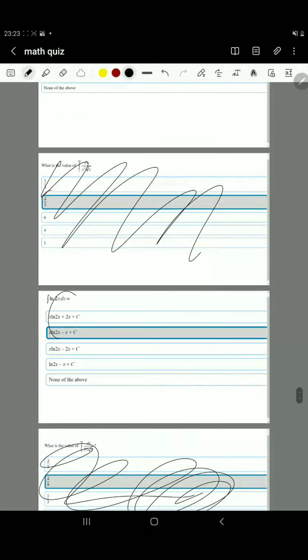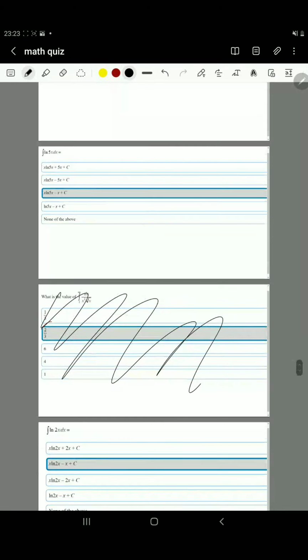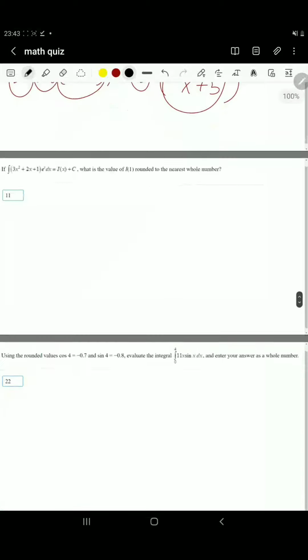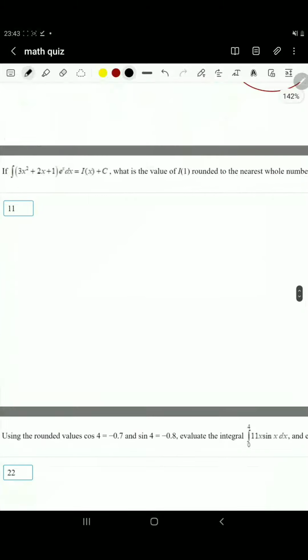2 questions are actually repeated. This one and this one are almost the same, I think. Yeah. Okay. So we have 5 questions left. Let's solve them really quickly.